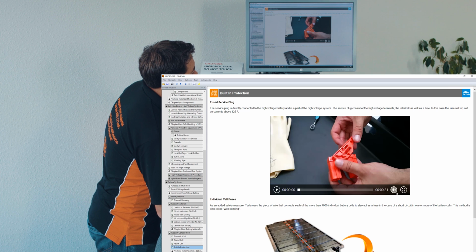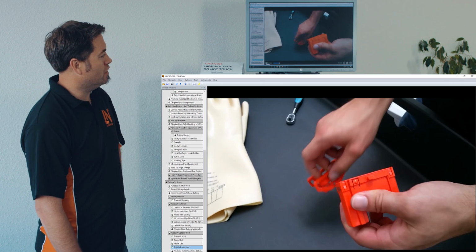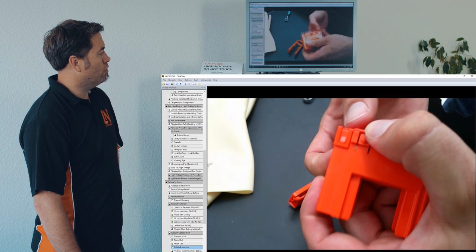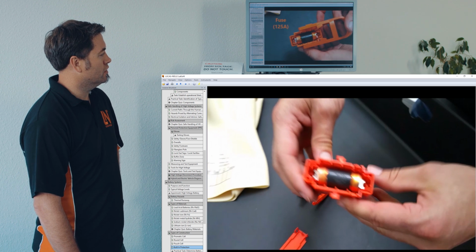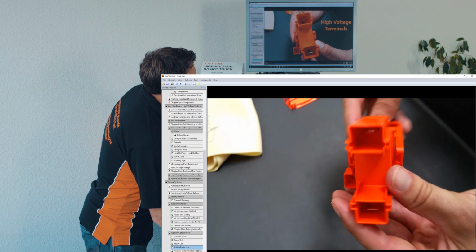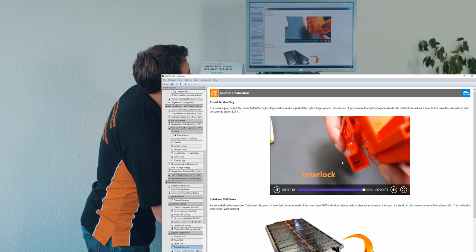Some of the built-in protection that we see within the various types of batteries. So here you see inside the service plug, you can pull the plug apart, and inside that plug you'll see the fuse. So that's one of the areas where we've got some protection. We've also got the interlock there.